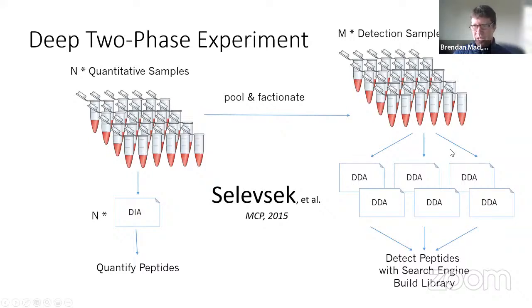So we think that we ought to be able to get a deeper library, we ought to be able to get more of the proteome, but we kind of expect that we're now detecting things that we couldn't detect with the sample specific library. We couldn't detect it normally with DDA, but maybe we can detect it with DIA.